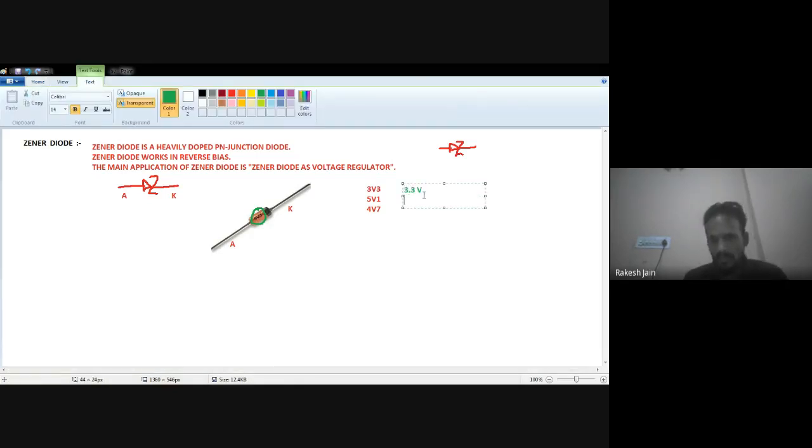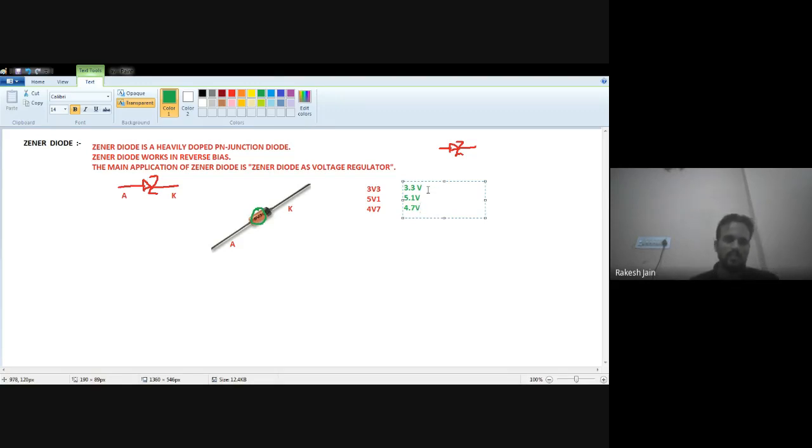Now, what is the meaning of this 3.3? I will teach you right now. 5V1 means 5.1 volt, and 4V7 means 4.7 volt. Whatever is written after the V, 3 in 3V3, 1 in 5V1, 7 in 4V7, write it down with a decimal point. So 4.7 volt, 5.1 volt, and 3.3 volt.